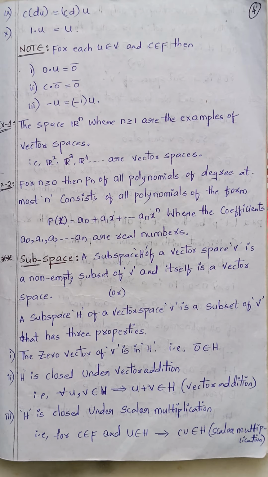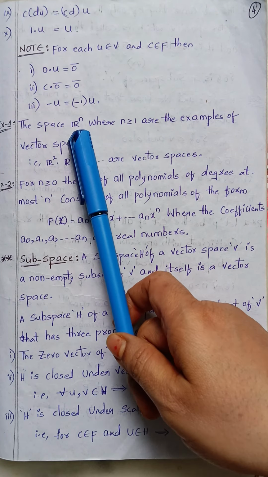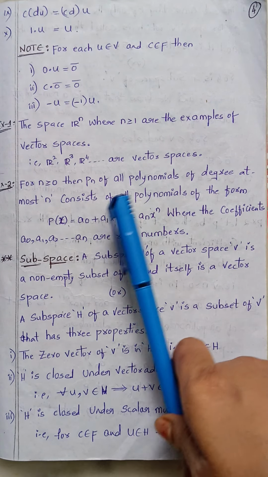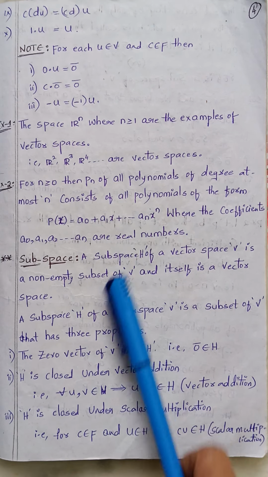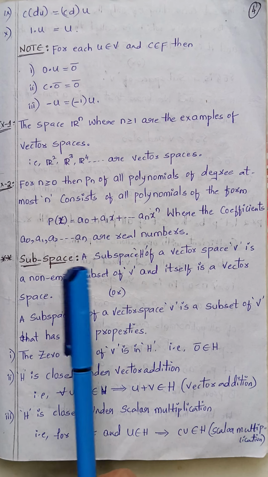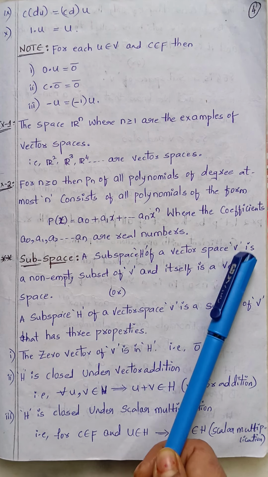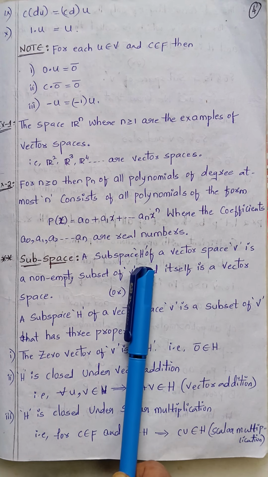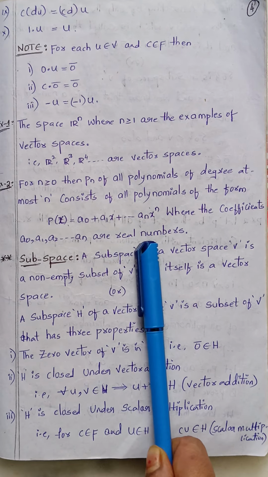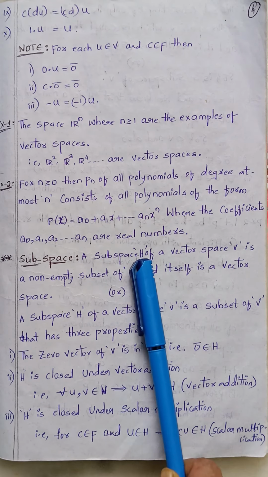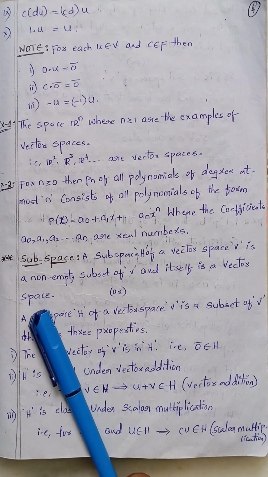Okay students, now examples of vector spaces: R2, R3, R4. In general, Rn is also a vector space, and the set of all polynomials with degree n is also a vector space. Now coming to the subspace definition. A subspace means take a set H of a vector space, which is a non-empty subset of V and is itself a vector space. It should satisfy all vector space conditions, like the 10 conditions.